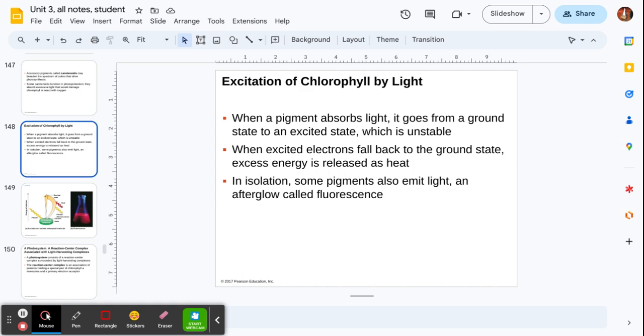When light comes into a plant, that light is going to contact the chlorophyll, the pigment. And when it does that, the electrons in the chlorophyll will become excited. What that means is that they get more energy.